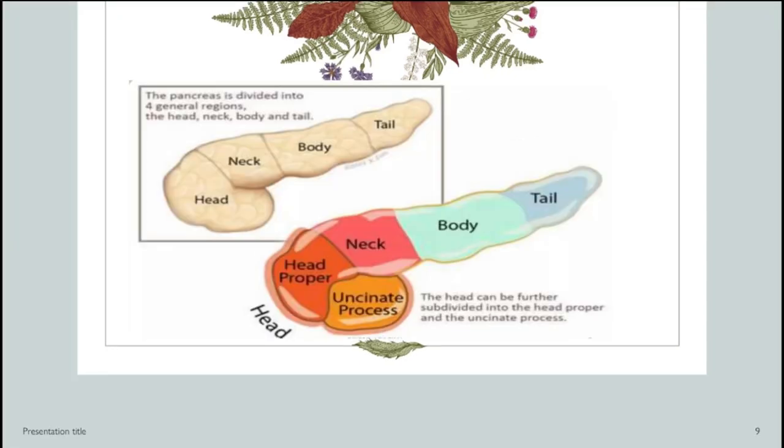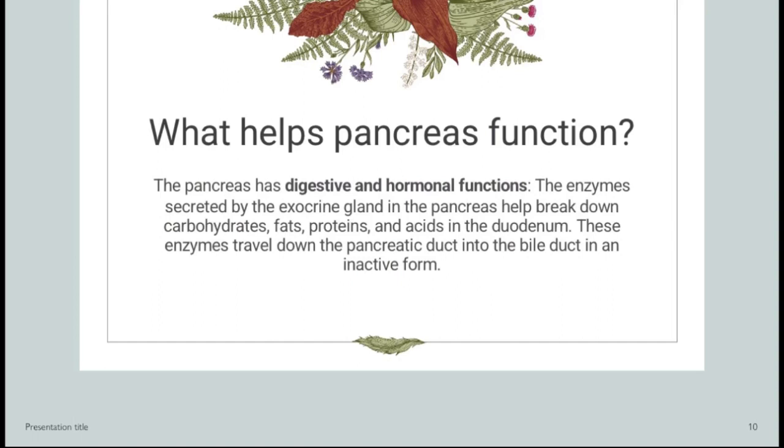The pancreas is divided into four general regions: the head, neck, body, and tail. The head can be further subdivided into the head proper and the uncinate process.